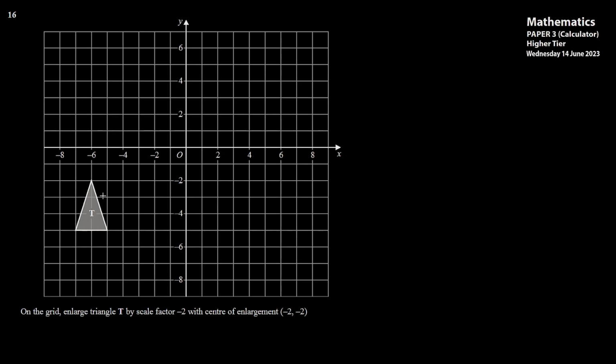Okay, we've got a shape here, shape T, and we're to multiply it by a scale factor of -2 with the center of enlargement -2, -2. So first of all, let's find that center of enlargement, and that's going to be here. So the new point from this old point, which is the top of the old triangle, must be along this line here.